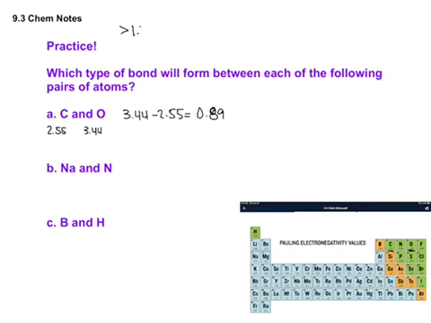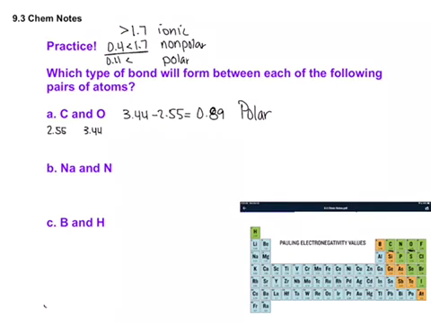Anything greater than 1.7 is ionic. Between 0.4 and 1.7 is nonpolar. And anything less than 0.4 is polar. So in this particular case, 0.89 falls in between 0.4 and 1.7, so this would be a polar bond.